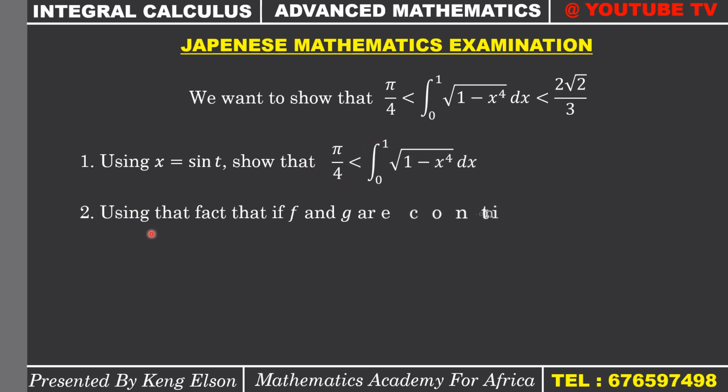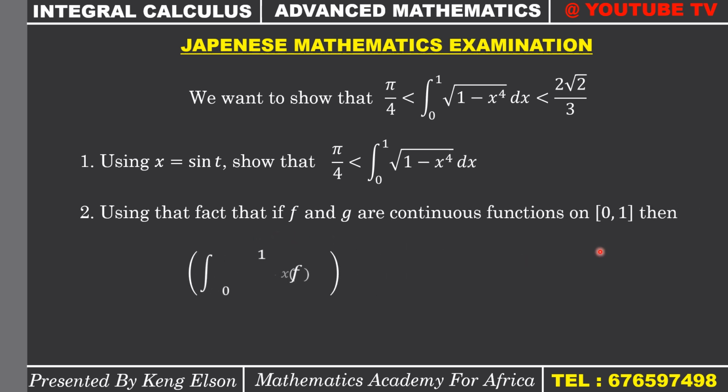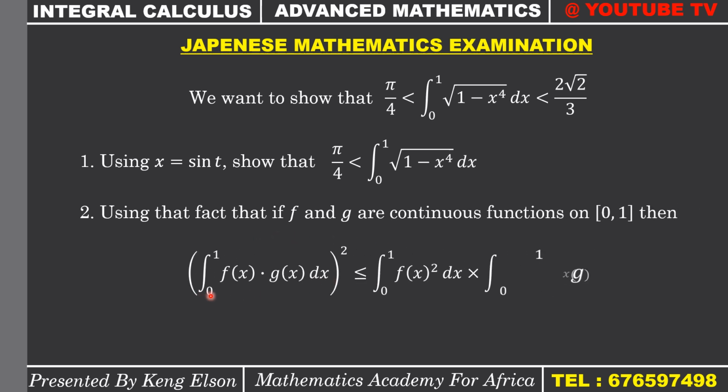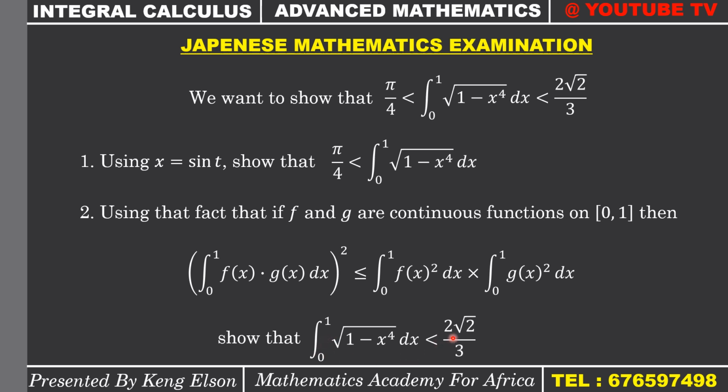Then later, we use the fact that if f and g are continuous functions on the interval 0 to 1, then the integral from 0 to 1 of f of x times g of x, all squared, is less than or equal to the integral from 0 to 1 of f of x all squared times the integral from 0 to 1 of g of x all squared. Then using this notion, we have to show that the integral is now less than 2 root 2 divided by 3. So pay keen attention, like I said, because my voice is not really the best.